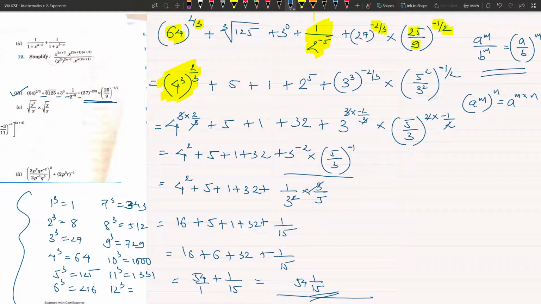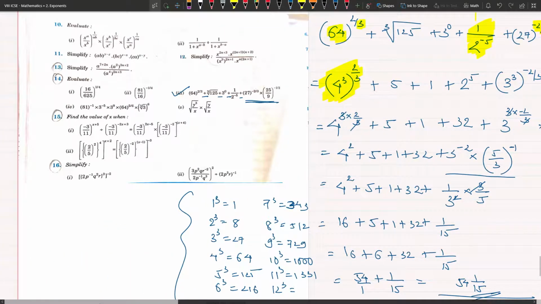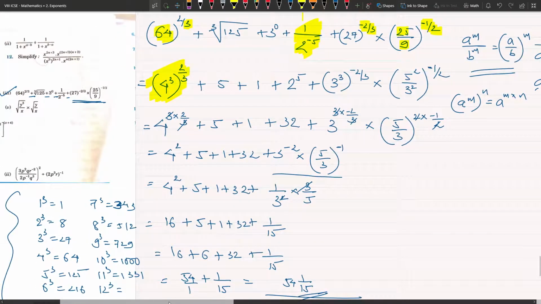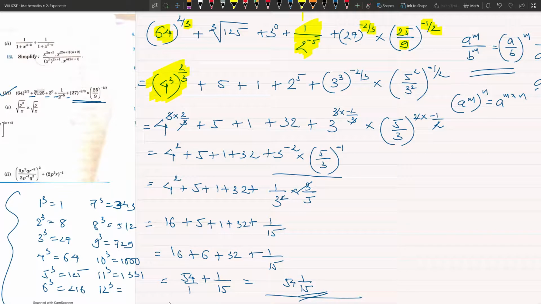Anushree, this is your book. Anushree, are you there? Yes, sir. This is question number 14, sub question 2. 810 by 15. Okay. And you will convert it into simplest form and then you can convert it into mixed fraction. But you will get the same answer. Sir, in my book, the answer is correct, which you wrote. 54, 1 by 15 is the answer? Yes, sir. Great, great. I thought I made a mistake, but I was correct.